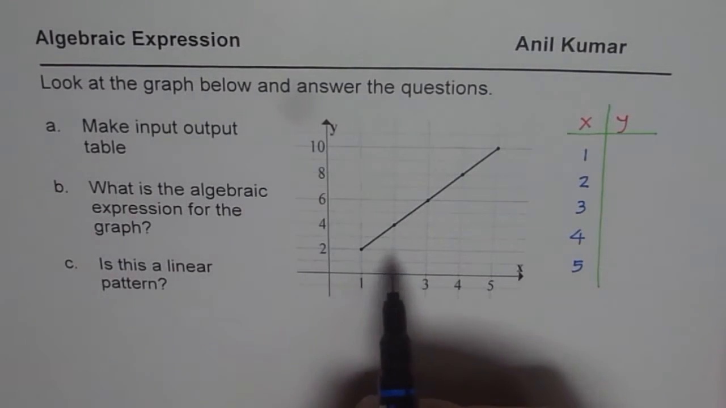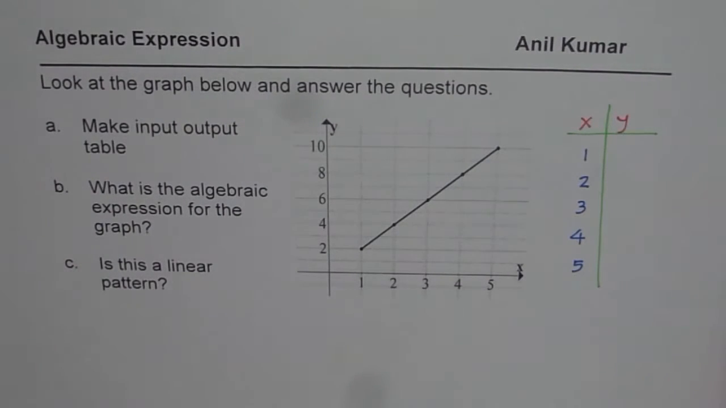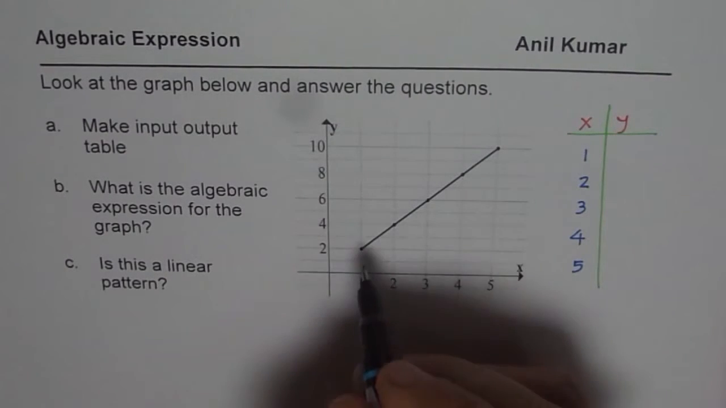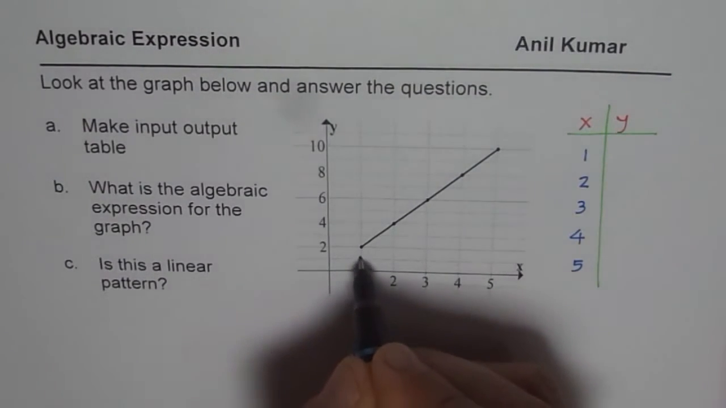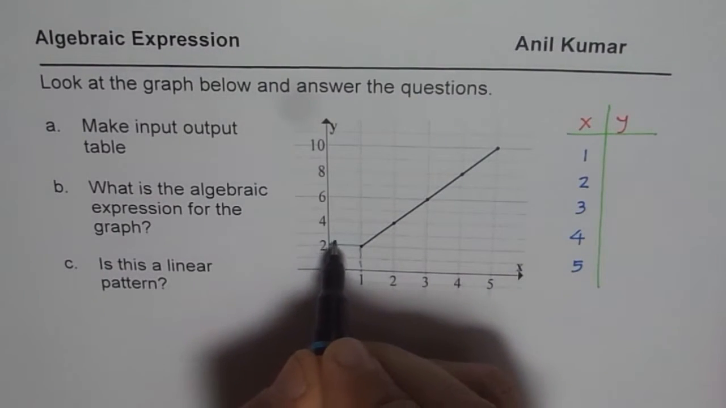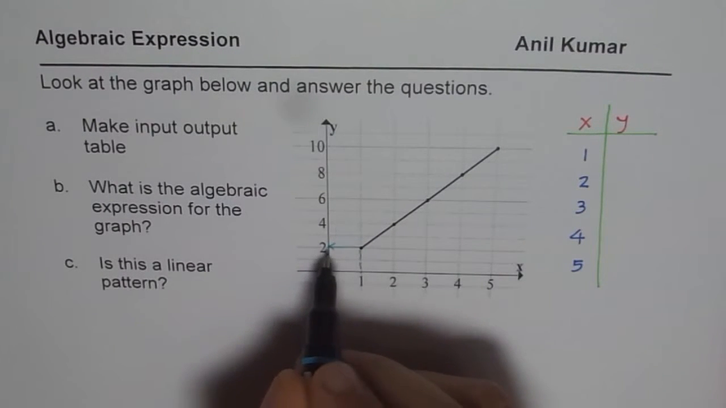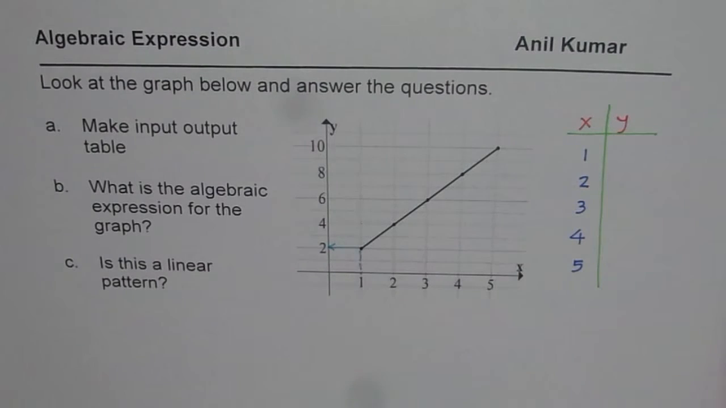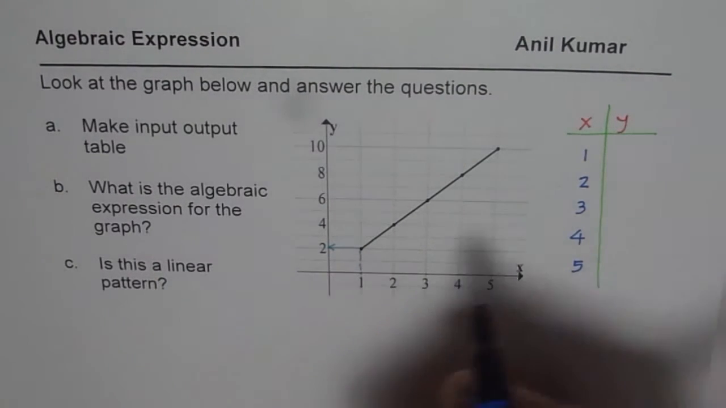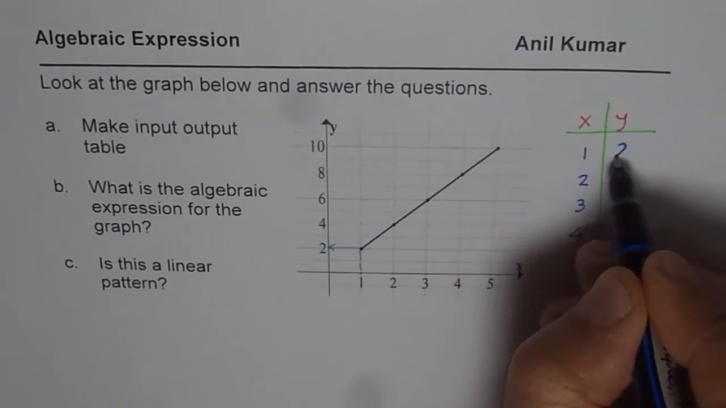Now to find the y value, what do we do? We take the x value, go up, and then see what y value it corresponds to. In this case, it is 2. So I will write down the value 2 there, right? So for 1, it is 2. So we get 2 here.